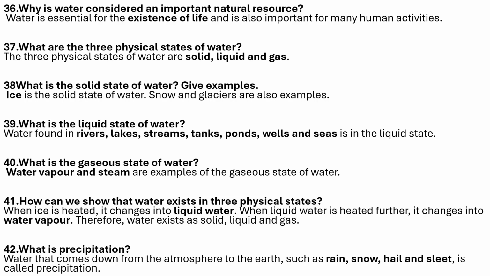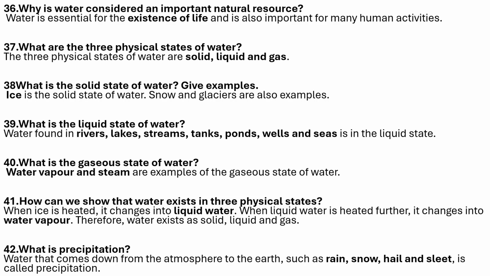Why is water considered an important natural resource? Water is essential for the existence of life and it's also important for many human activities. What are the three physical states of water? The three physical states of water are solid, liquid, and gas. What is the solid state of water? Give examples. Ice is the solid state of water. Snow and glaciers are also examples.